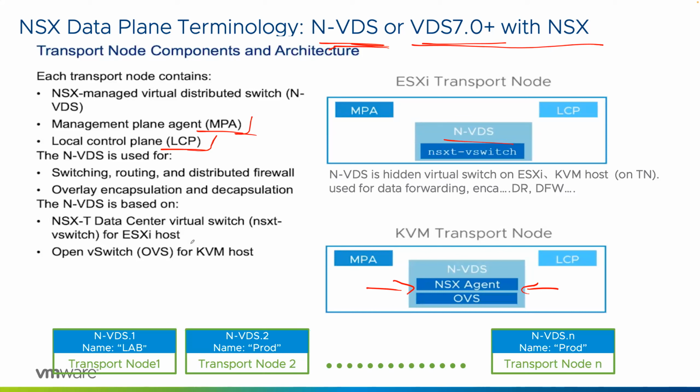Please note that when you look at the transport node or the NVDS, every NVDS has its attributes, which is a name. Key value: name equals production, for example, or the name is lab. So NVDS or VDS 7.0 has its name. We can use this name, or this attribute, as an index for further data structure.